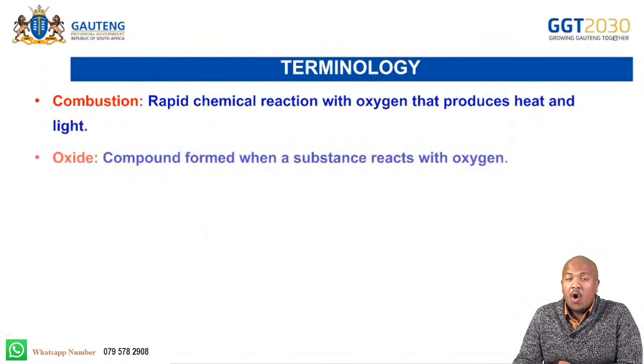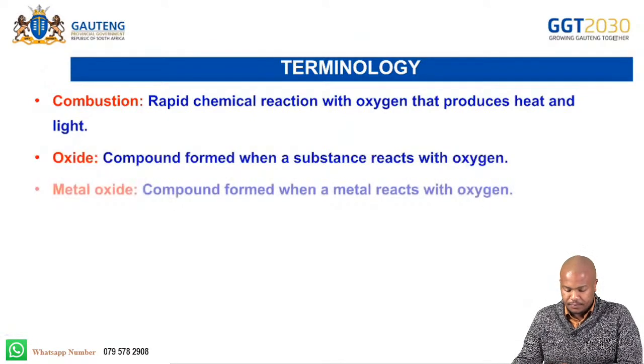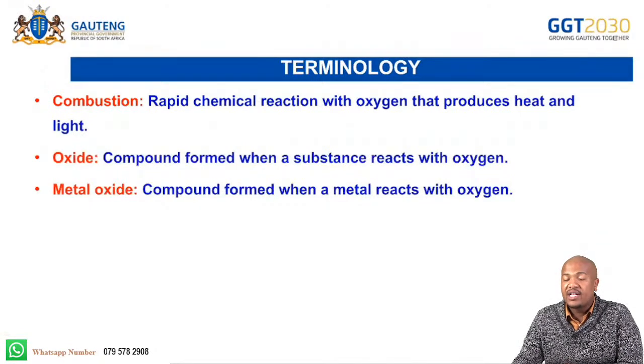Now, oxide. An oxide is a compound that is formed when a substance reacts with oxygen. So it is a product. Then we have metal oxide. A metal oxide is also a product. It is a compound which is formed when a metal reacts with oxygen, hence the name metal oxide.